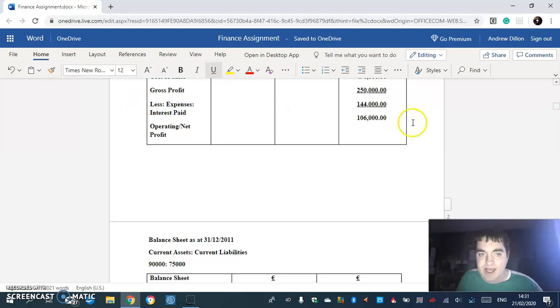Then I have to take away the expenses, which is interest paid, for 144,000. Once I did that, I got my profit for the year, which is €106,000.